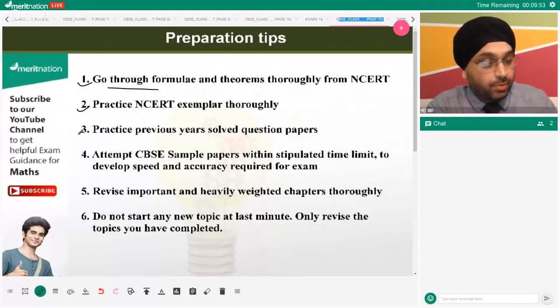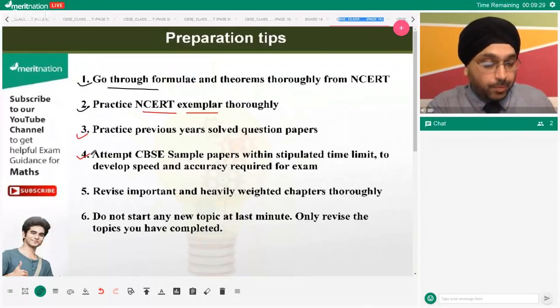Then guys, if you come to the third point, you just need to practice previous year solved questions. Why guys? You need to have an overview. You just need to be very well aware of the pattern or the kind of questions that can be asked in your exam. Right. It's a name of a book, Ankit, NCERT Exemplar. I hope the things are clear now, Ankit.